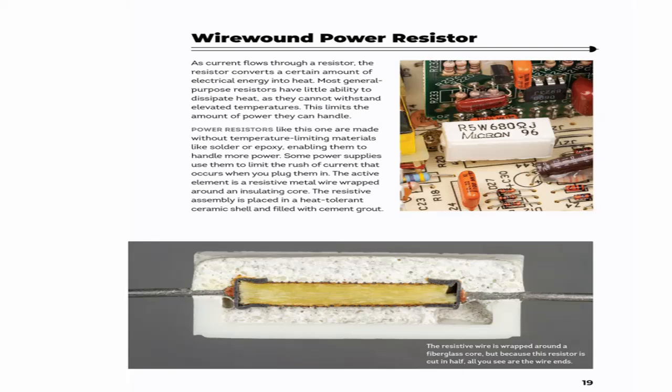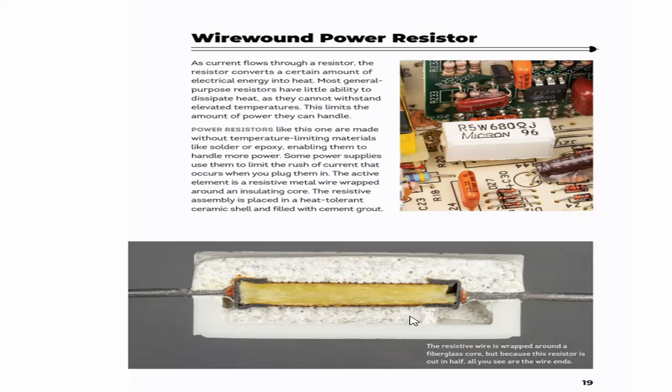Power resistors like this one are made without temperature limiting materials like solder and epoxy, enabling them to handle more power. Some power supplies use them to limit the rush of current that occurs when you plug them in. The active element is a resistive metal wire wrapped around an insulating core. The resistive assembly is placed in a heat tolerant ceramic shell and filled with cement grout.